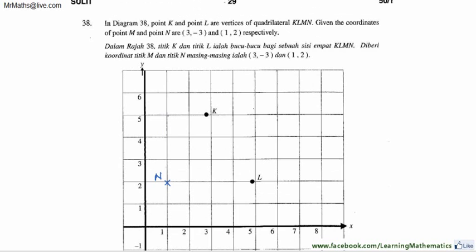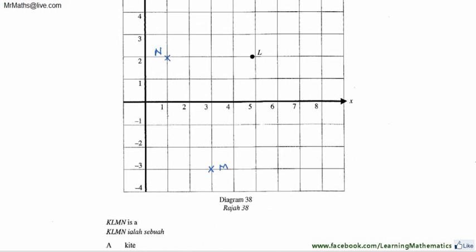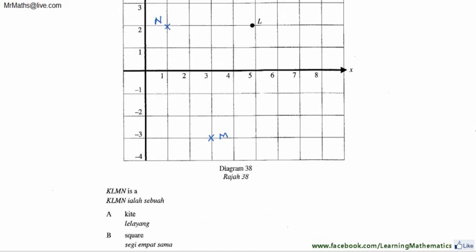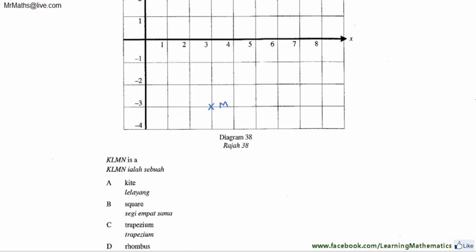Okay, then point K and point L are vertices of quadrilateral KLMN. Given coordinates of point M and point N as 3, minus 3 and 1, 2 respectively. So what is the question? And then KLMN is a what? It's a kite, a square, a trapezium, a rhombus.